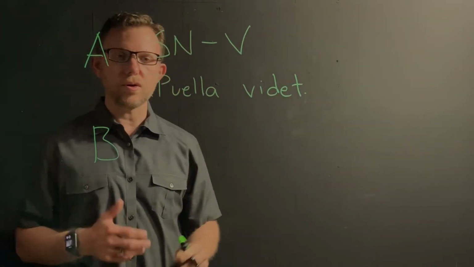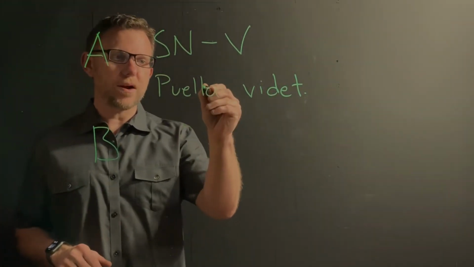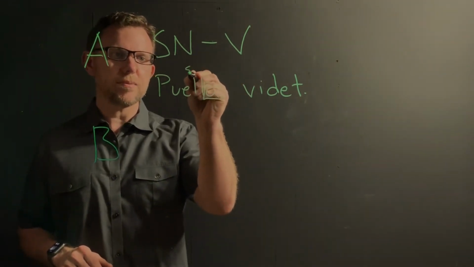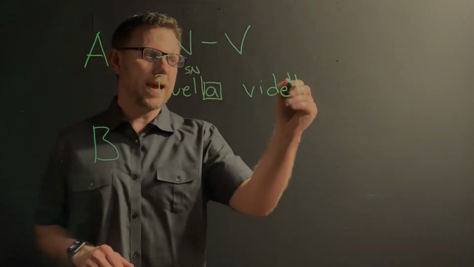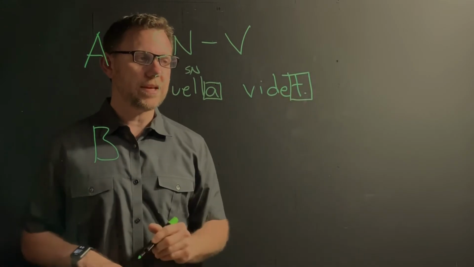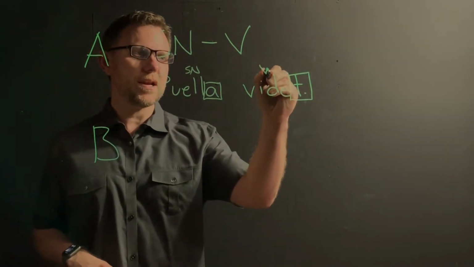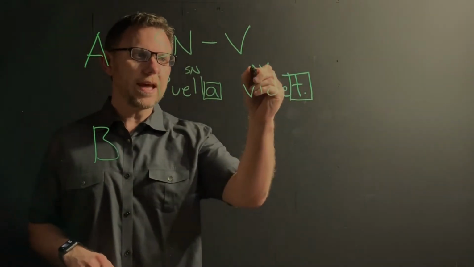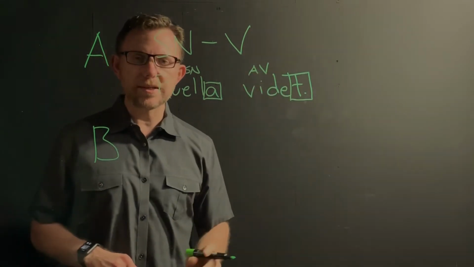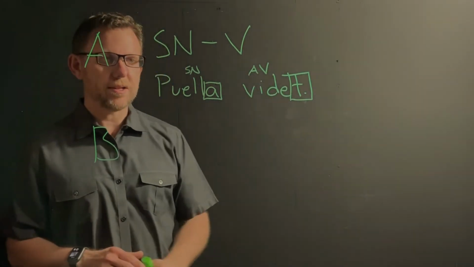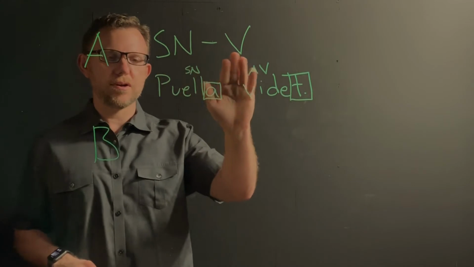Videt, the girl sees. Here we have our nominative noun, so it's labeled as subject noun. And here we have a third person singular present tense ending, and we're simply going to label that verb. You can label it as an action verb if you want, but it's not necessary. The pattern is simply subject noun verb.